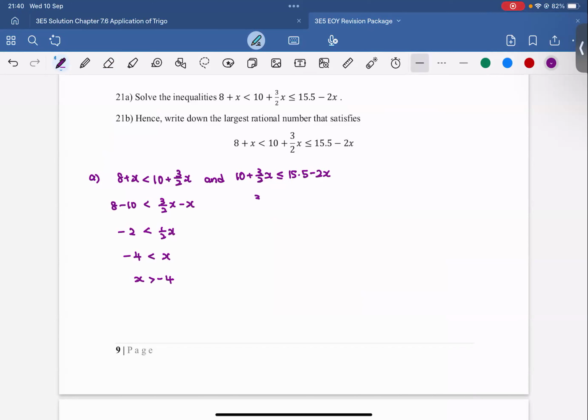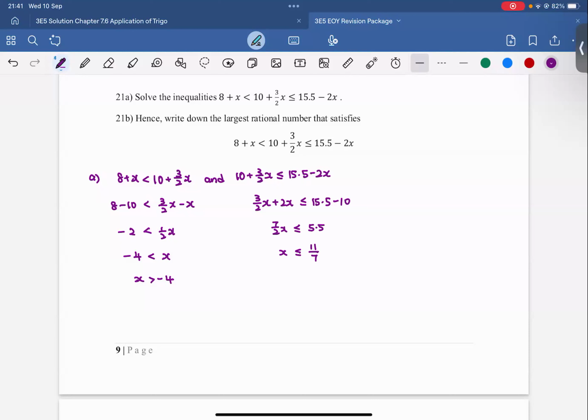Okay, for this one, I will bring the negative 2x here, become plus 2x. I will bring the 10 to that side, become minus 10. So this is just 7 over 2x. This is just 5.5. 5.5 is like 11 over 2. So I take 5.5, divide by this, I get 11 over 7.